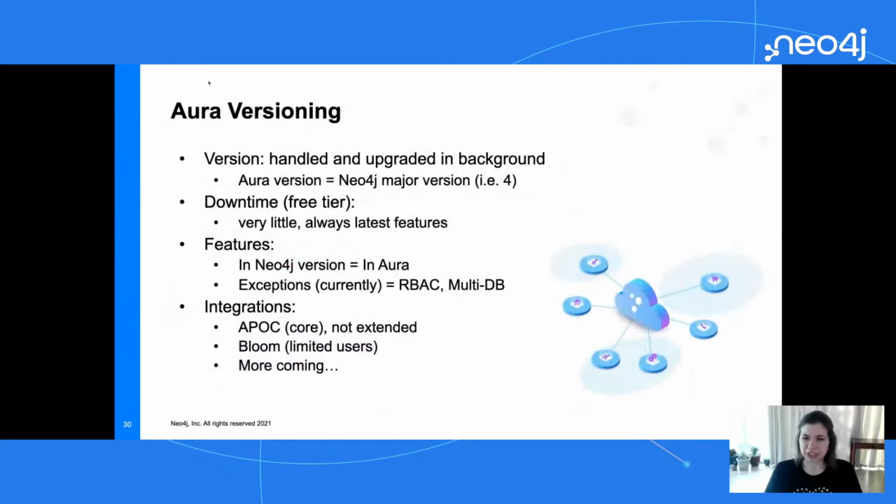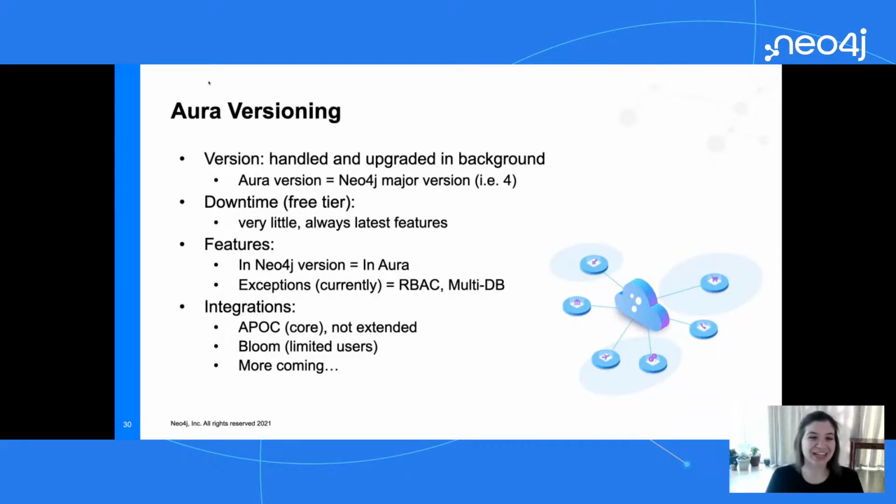A little bit about Aura versioning. So I mentioned that Aura always gets the latest stuff. The version is handled and upgraded in the background. You never have to worry about that. Your Aura version matches the Neo4j major version. If you didn't notice when you created the database in the beginning, it just said Neo4j 4. It didn't specify a minor version. So you're going to deal with the major versions there. You probably won't see any change on the front until you hit Neo4j 5, which I don't know when that will be. But there will be incremental versions behind the scenes that you won't ever know about, really.